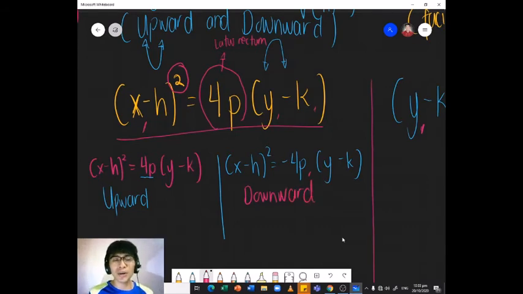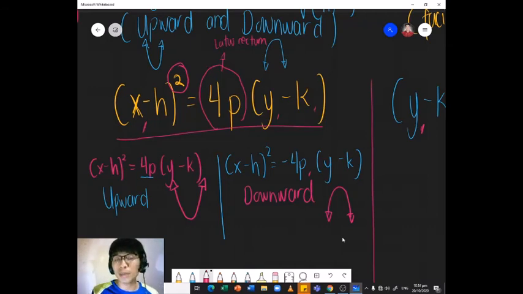Okay, here you go. That's how you identify. Again, if your x is being squared, your parabola opens either upward or downward. If your 4p is positive, it opens upward. If your 4p is negative, it opens downward. It just looks like this. So that's how easily we observe the standard form of our parabola by mirror inspection.